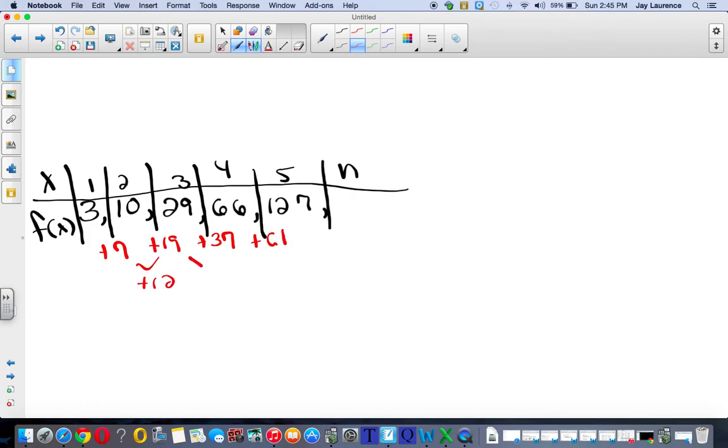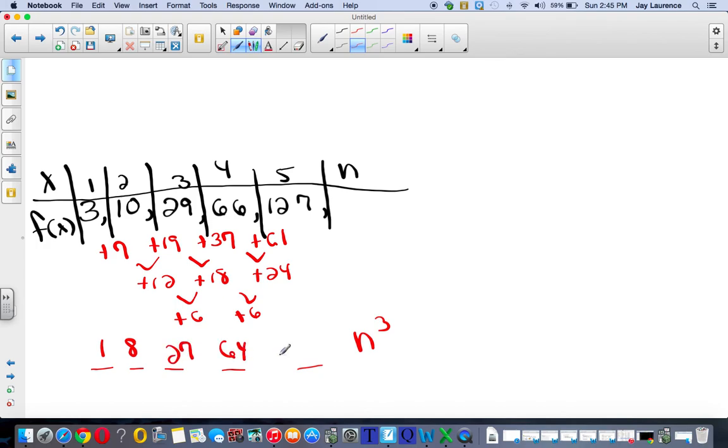Plus 12, plus 18 on the second differences, plus 24. Second differences are not the same. Third differences are the same. This must be an n cubed. So we've got n cubed, and we're going to cube 1, 2, 3, 4, and 5. So 1, 8, 27, 64, and 125. And it looks like we have to add 2 each time.